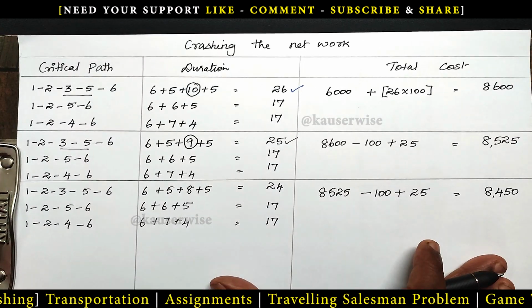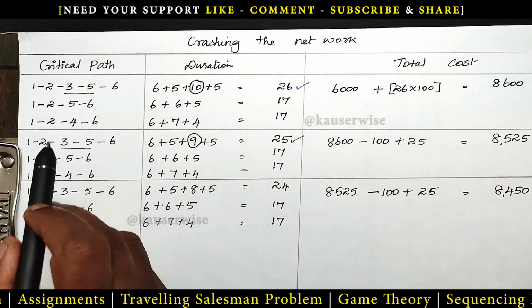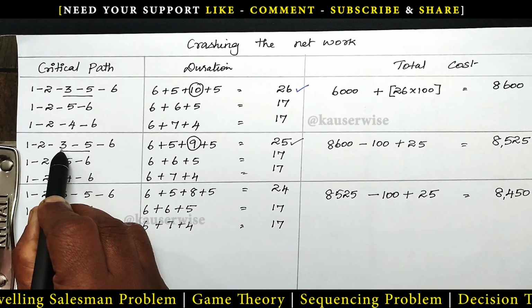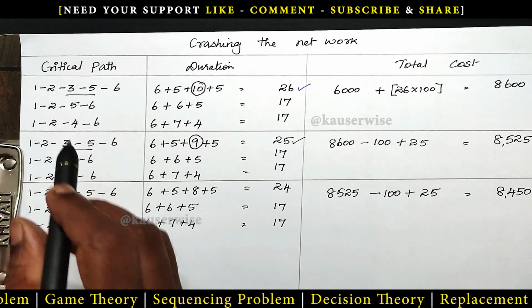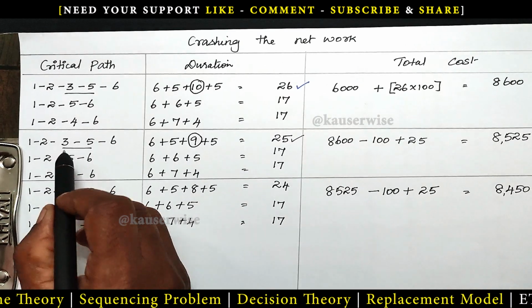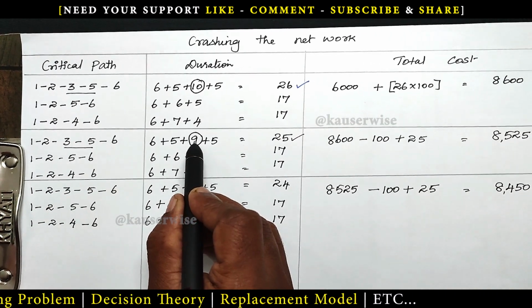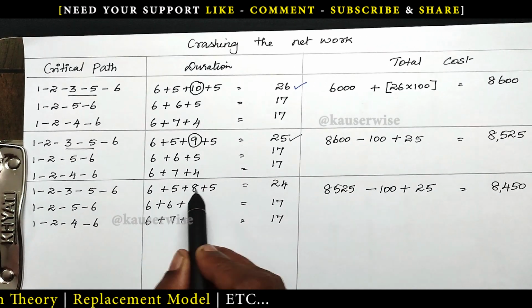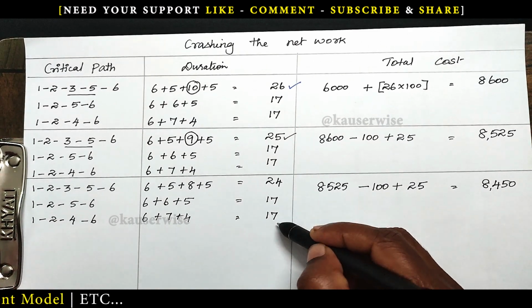See the crashing the network table. According to the previous calculation, we have found that we can reduce 1 day in this particular activity, that is 3 to 5, but the same is not applicable for other parts. Okay, so it is going to remain the same, but in this particular critical path, what is the duration? 9 days. If you reduce 1 day, what will be the result? 8 days. Okay, so 25 will become 24. Other two parts duration remain the same.